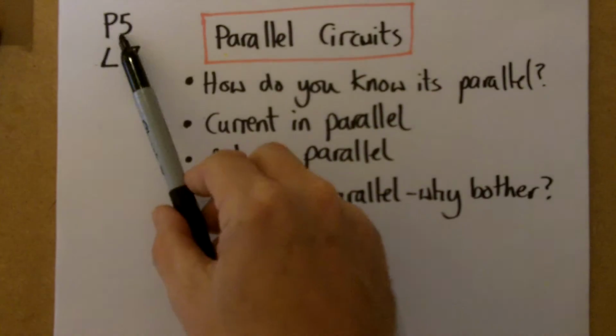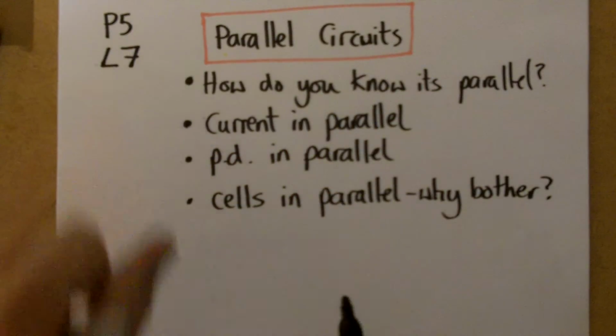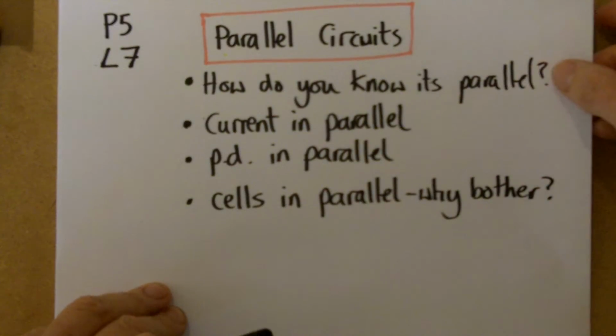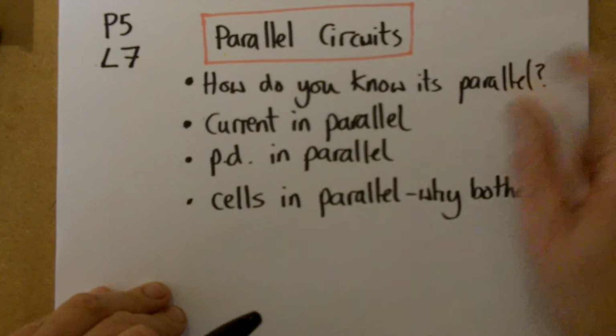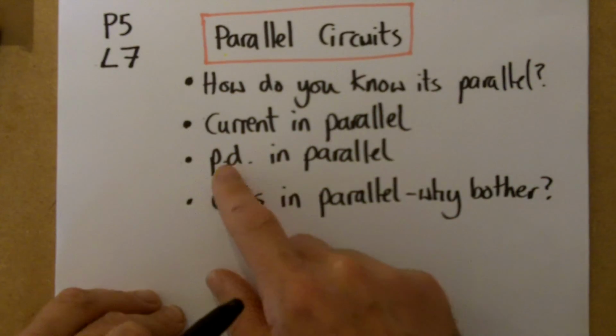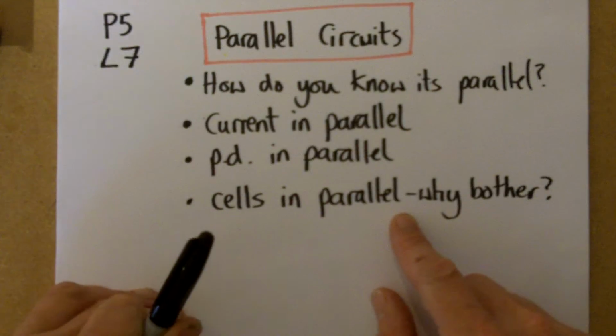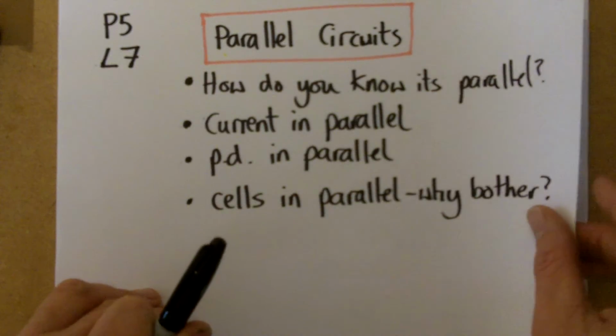This is Unit P5 about electricity, and this is Lesson 7, and we're looking at parallel circuits. We're going to look at how you know a circuit is parallel, what happens to the current in parallel, what happens to potential difference in parallel, and what happens to cells in parallel. Why would we bother putting cells in parallel?